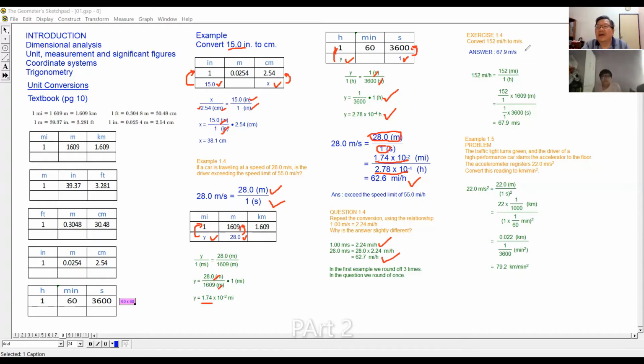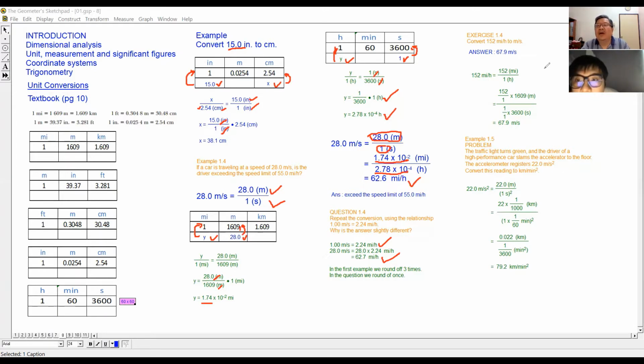Calculation, right? Now this time, I'm not going to do it step by step like this. Since you already understand, we perform all the conversion in one calculation, not separate them like what we have done earlier. So how are we going to do it in one step?